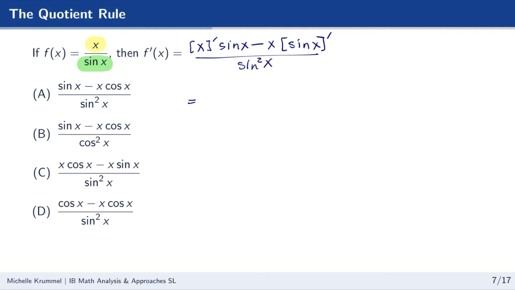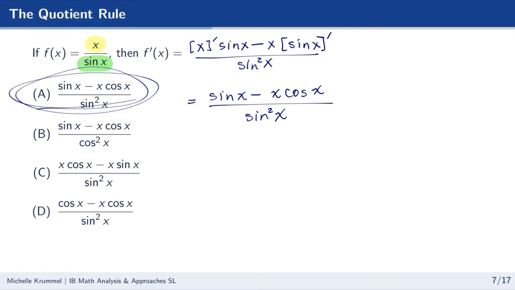Okay, derivative of x is 1. 1 times sine of x minus x times the derivative of sine x, which is cosine x, over sine squared x. Now, there are ways we could simplify this, but I think this does match answer choice A, so we will go with that.